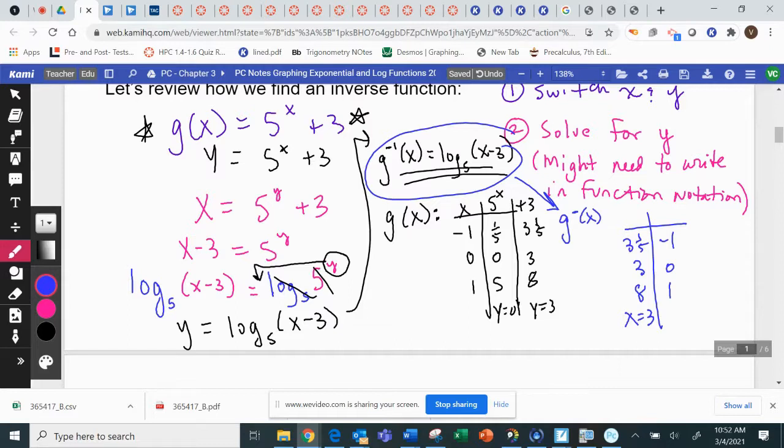So when we go to graph logarithms, as long as you can graph exponentials, which we'll practice some more today, all you have to do is flip them to graph the logarithms. Okay? So let's go through the process.